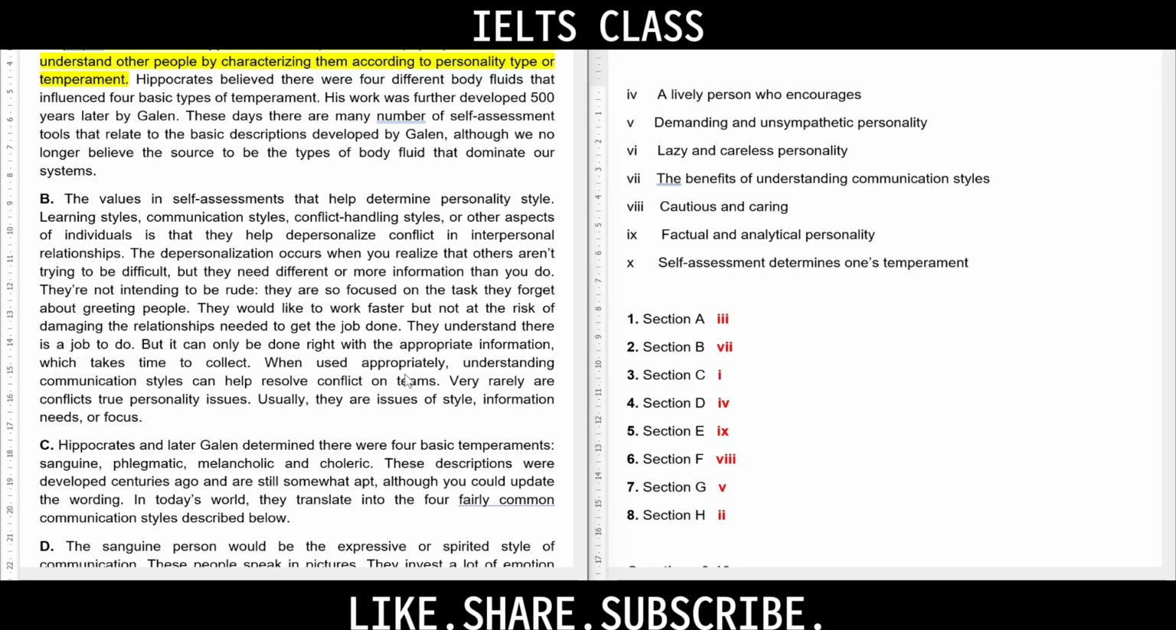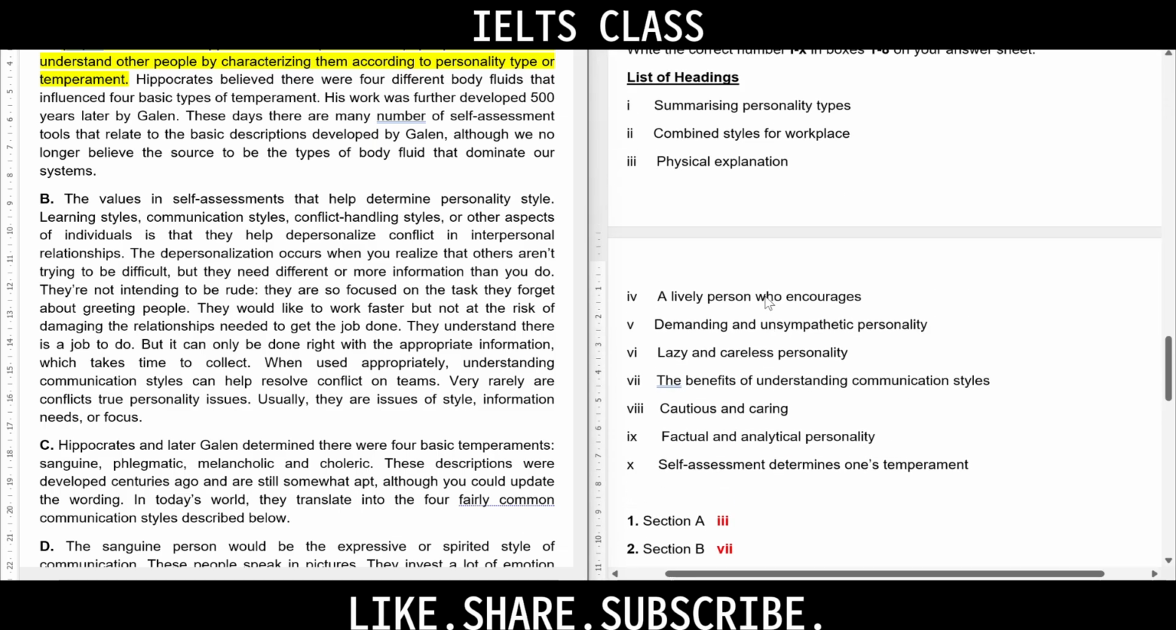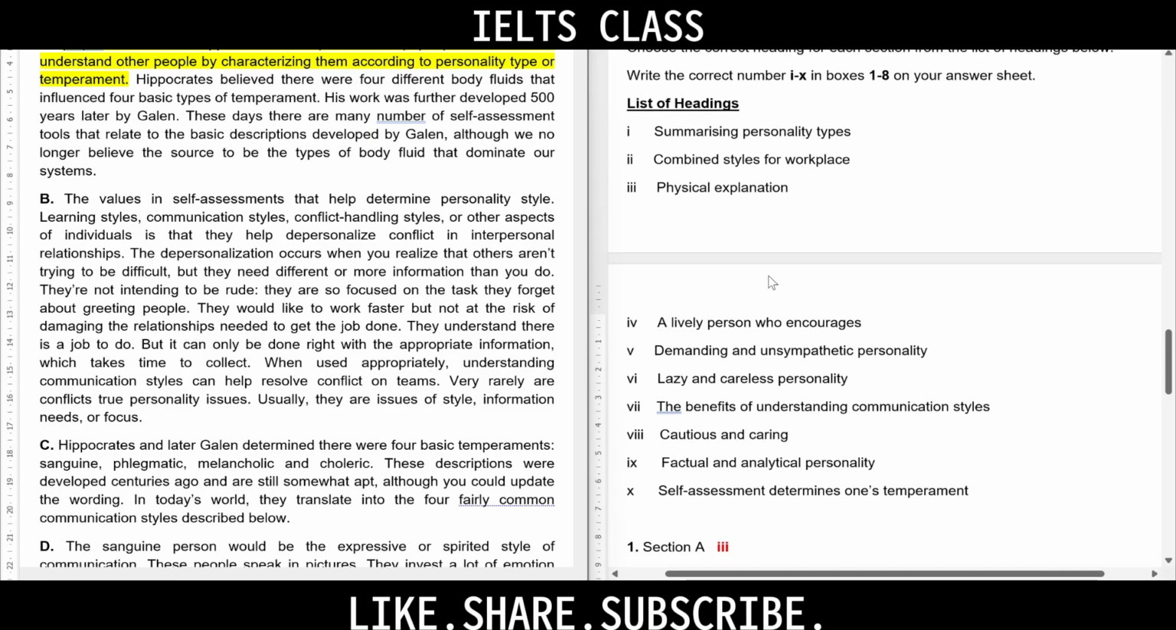When used appropriately, understanding communication styles can help resolve conflict on teams. Very rarely are conflicts true personality issues. Usually, there are issues of style, information needs, or focus. Now, let's find out the correct heading for section B, summarizing personality types. They have not talked about personality types yet, so this is not the answer. Combined styles for workplace, again, they have not talked about personality styles nor combining them, so this would not be the answer.